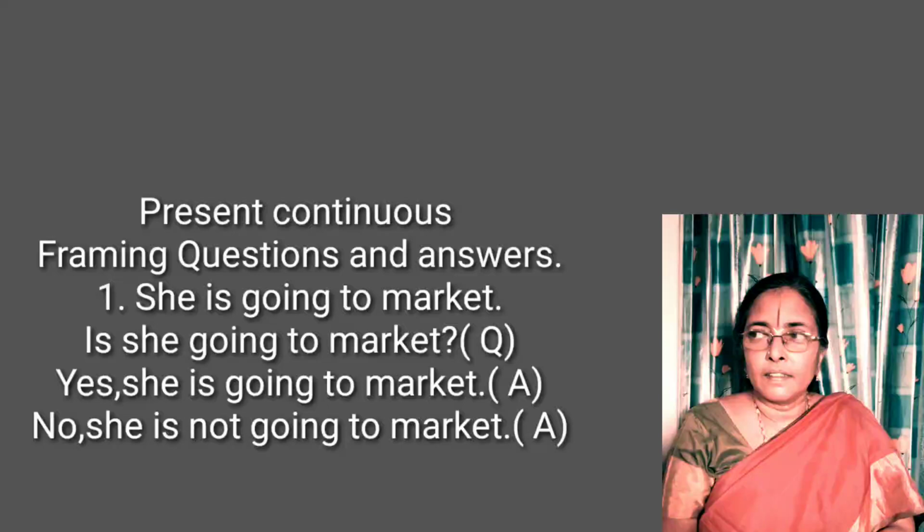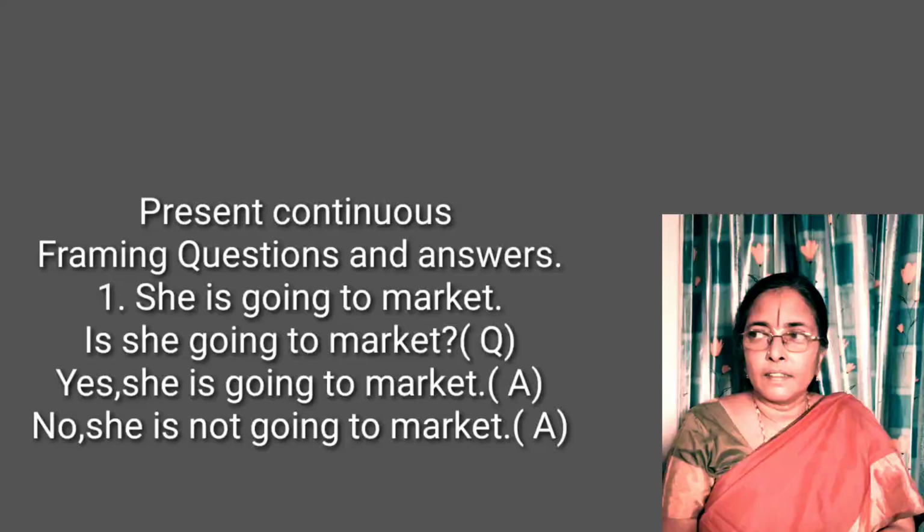So the expected answers are yes, she is going to market. So the same auxiliary verb can be used. Otherwise you can say no, she is not going to market. These are the expected answers. All these things you have to keep in mind while making sentences in present continuous tense, whether they are statements or questions, or whether they are positive statements or negative statements. This is the format which you have to follow as far as present continuous tense is formed.